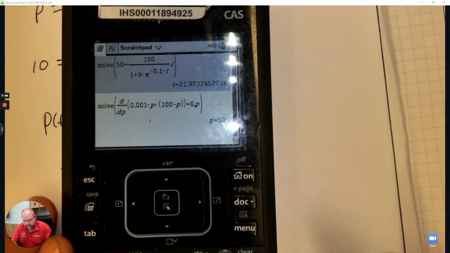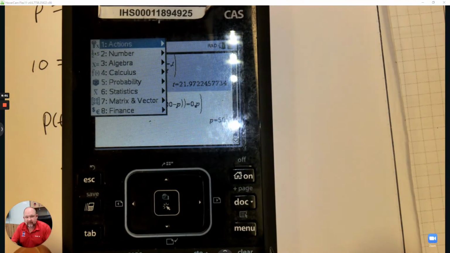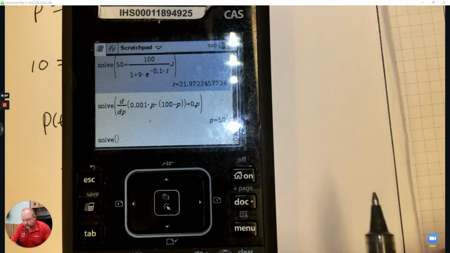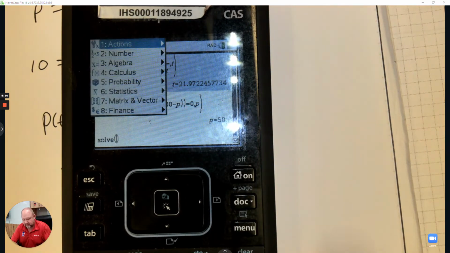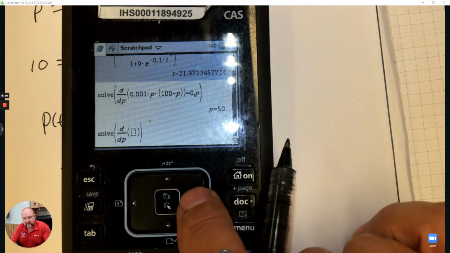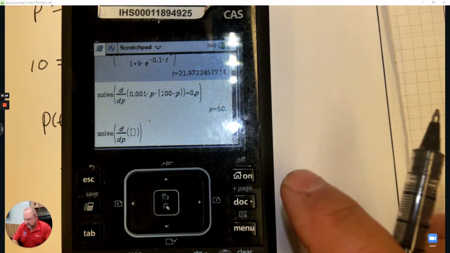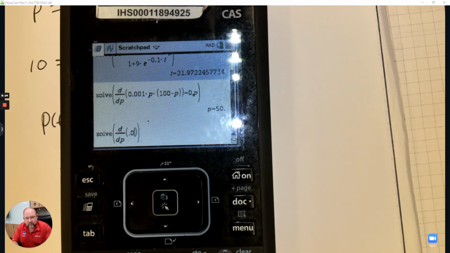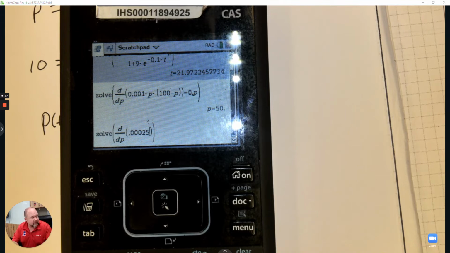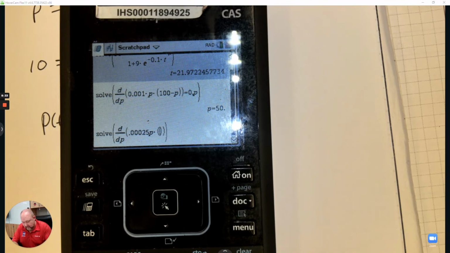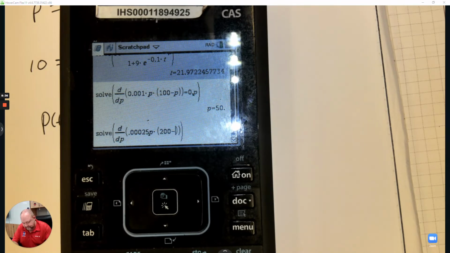So take out a calculator. Let's do this. Solve an equation. So we're going to use the derivative of the derivative. So we're going to take the derivative: menu, calculus, and derivative. It's with respect to p. So what we wrote down to begin with, which is 0.00025 p times 200 minus p, from the very beginning. Make that equal to 0.